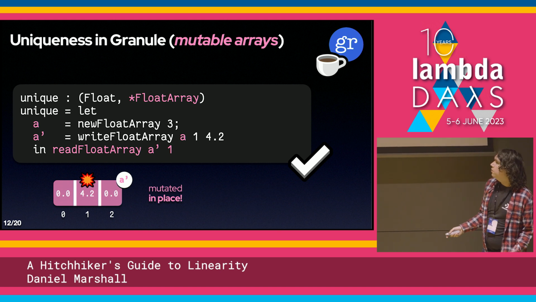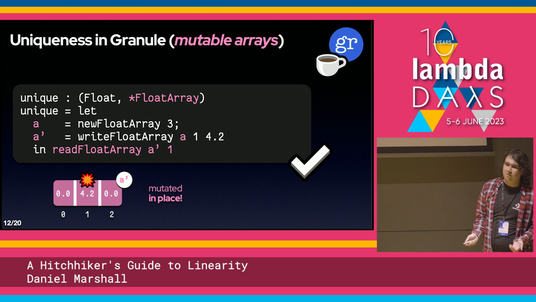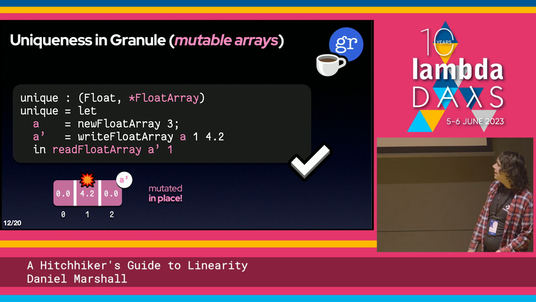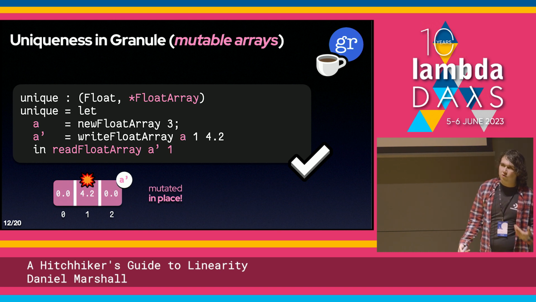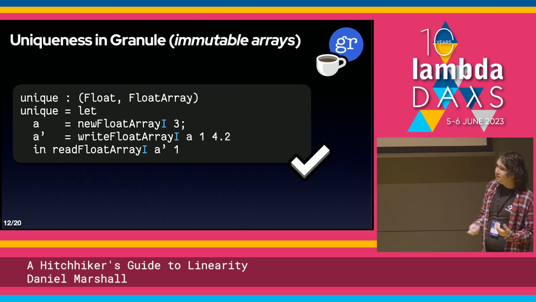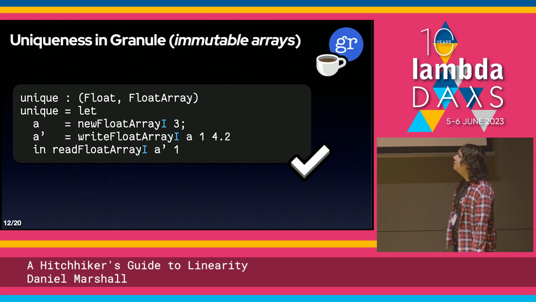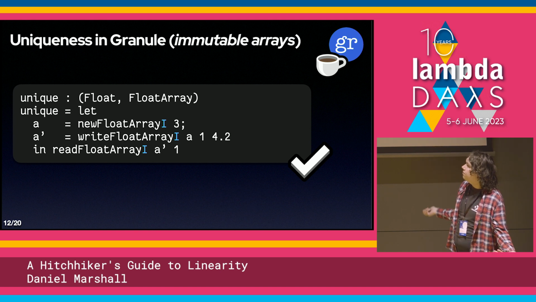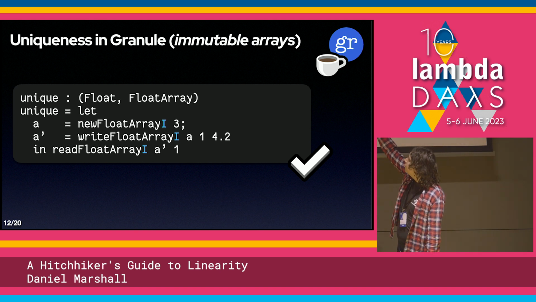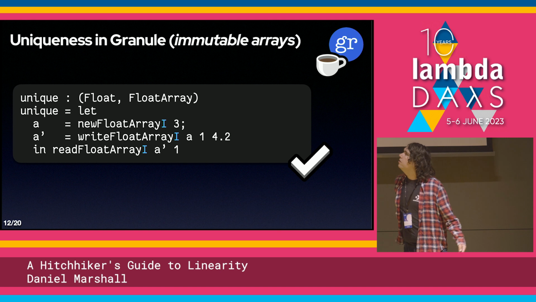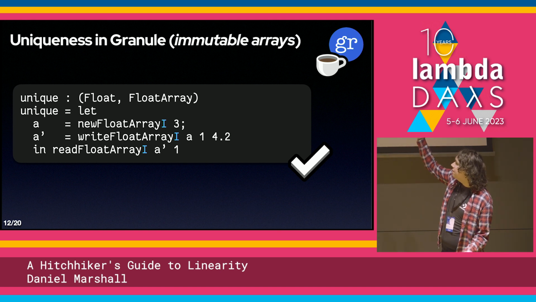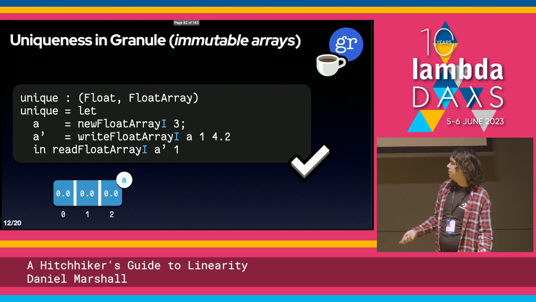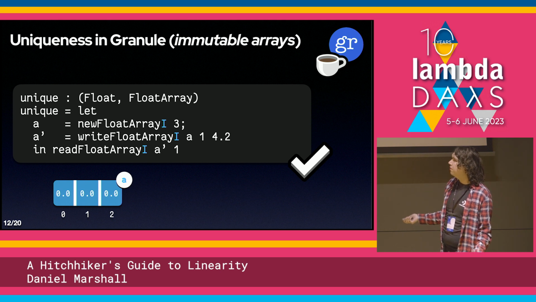Hopefully that made sense, but just to demonstrate why this has any benefit, I want to contrast this to what happens with regular immutable functional arrays. This is basically the same piece of code, but instead of using a unique array, I'm using a standard float array, and I'm using these immutable versions of the array primitives. So what happens here is that on the first line, we still create a new array in memory of size 3. Exactly the same thing happens as before.